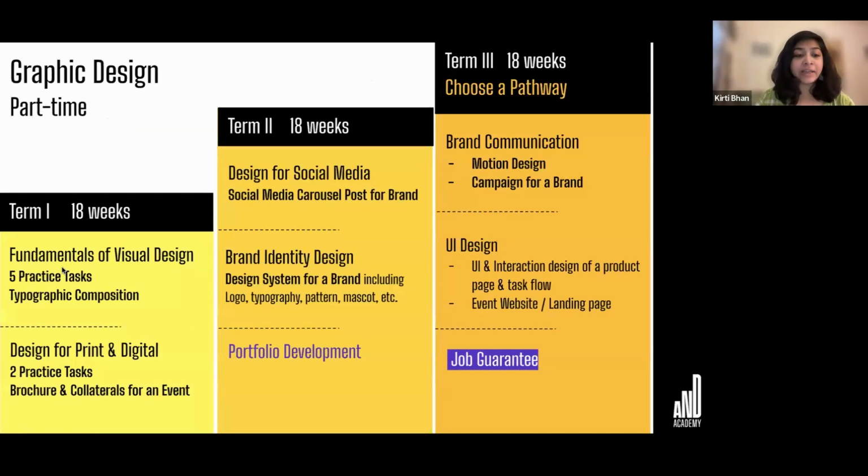You can also see the final outcomes that we are making here: the typographic composition, and your portfolio project. Another module is design for print and digital, in which you will be making brochures and collaterals for any event. Then moving to term 2, you will be designing modules.